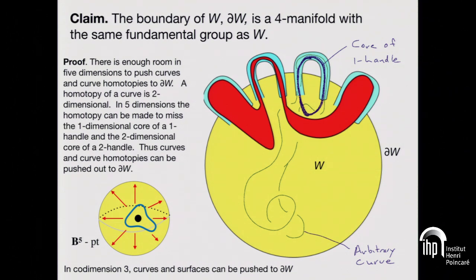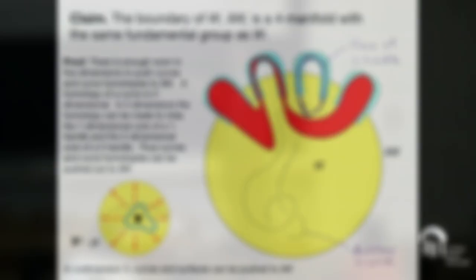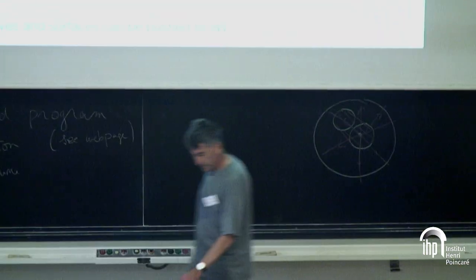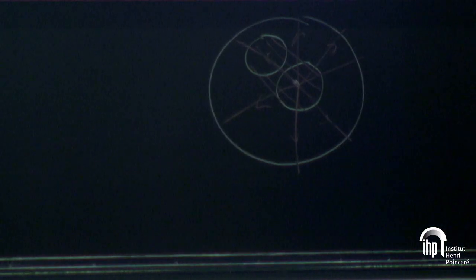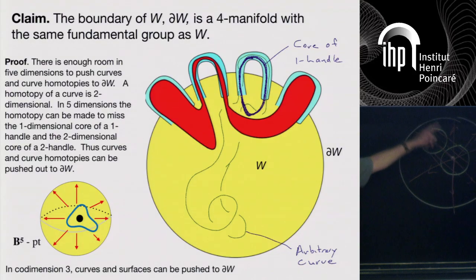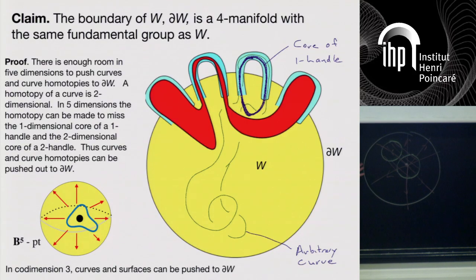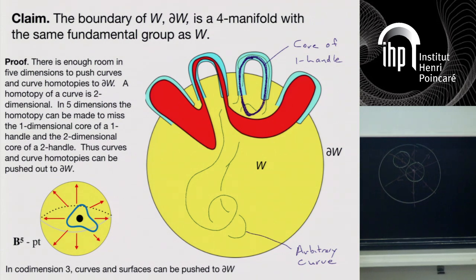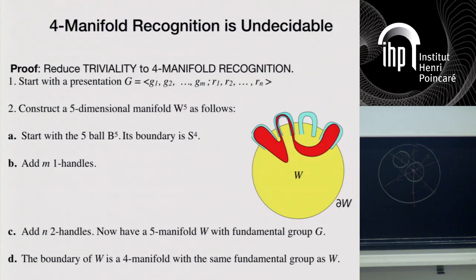That's why pi 1 of the disk is not the same as pi 1 of the circle. Because even though we can push curves out to the boundary, we can't push homotopies out to the boundary. But in five dimensions, we can. We cannot do this construction in four dimensions, and that's why three manifolds do not have undecidable recognition problem.